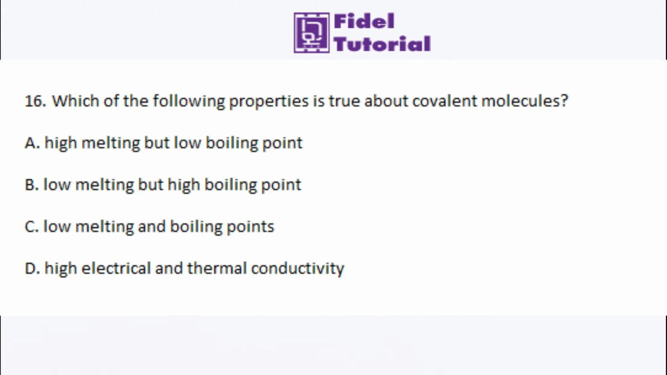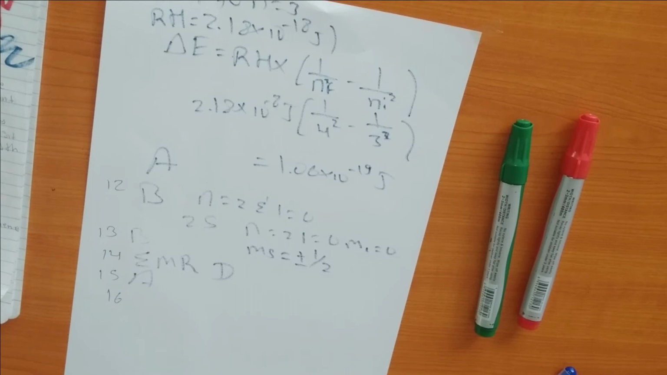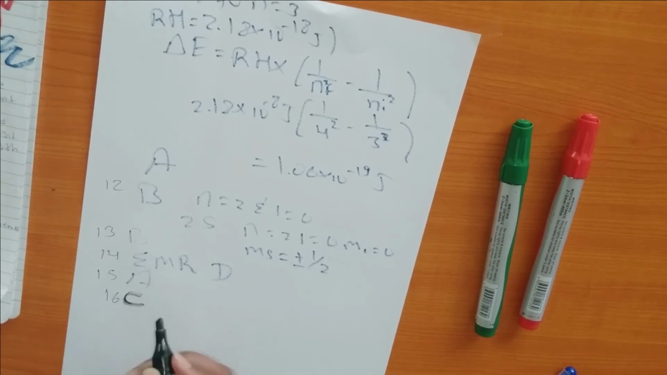Number 16. Which one of the following properties is true about covalent molecules? A, higher melting points but low boiling points. B, low melting but high boiling point. C, low melting and boiling point. D, high electric and thermal conductivity. So covalent compounds generally have low boiling and melting points. So our answer will be C.